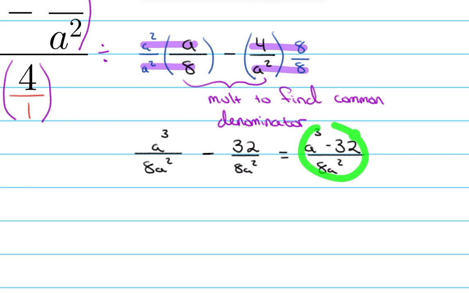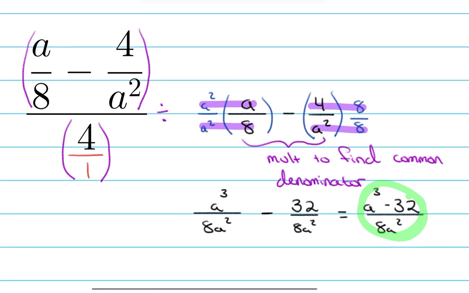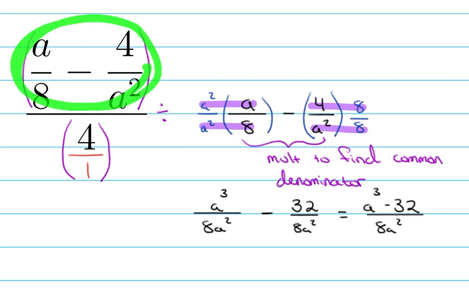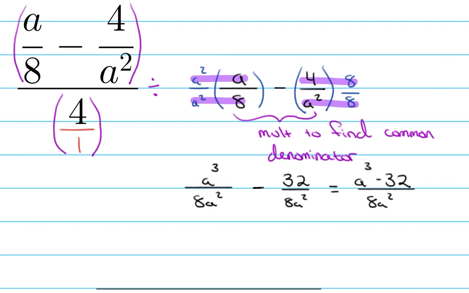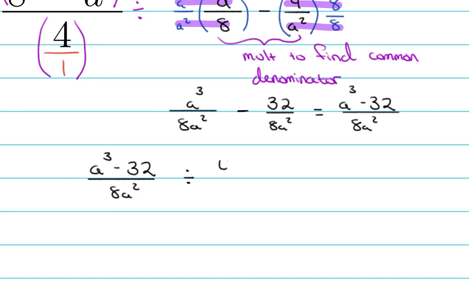Again, we had that just a second ago down here. This is now written as this, so it's just that one fraction. We like that. Okay, so now we're going to go on to the other steps we have done before. We will have a cubed minus 32 over 8a squared divided by 4 over 1, so that we have a fraction. Okay, so that is the numerator of our complex fraction divided by the denominator of our complex fraction.